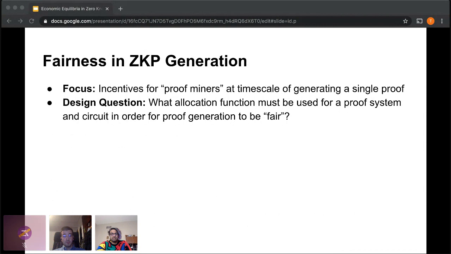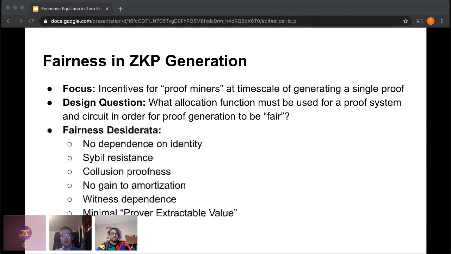So the desiderata, if you will, the desired properties, we have enumerated as the following. Some are taken from the paper that we base our work on. Some are specific for this work. So firstly, we don't want dependence on identity. If me and Tarun commit the same resources to the system, we should have more or less the same expected reward. The system should be Sybil resistant in the sense that I should not be able to split myself in multiple entities and get a higher reward from that splitting.